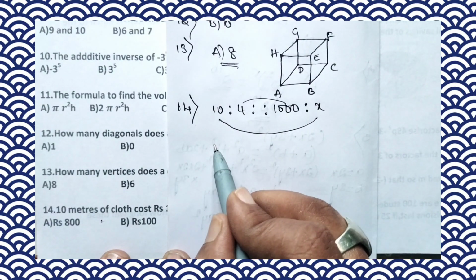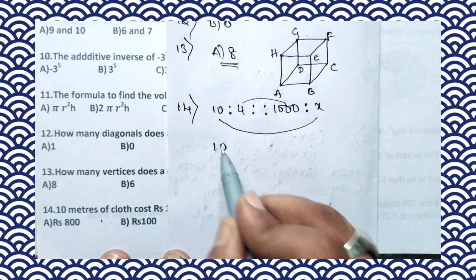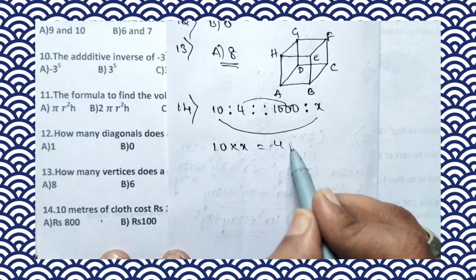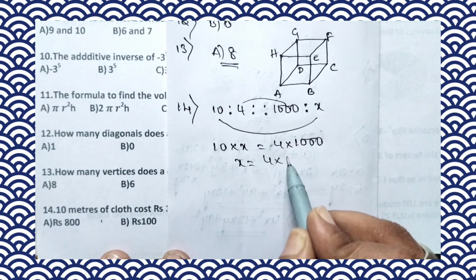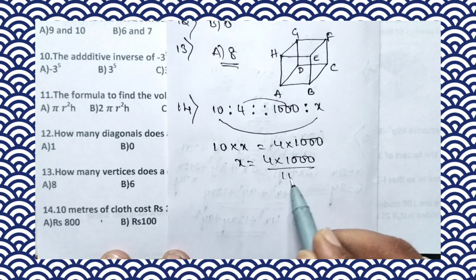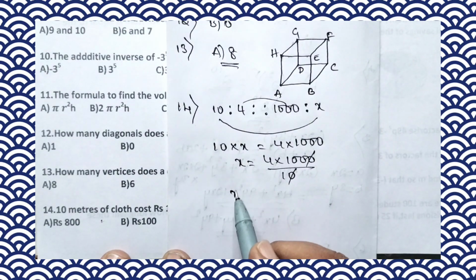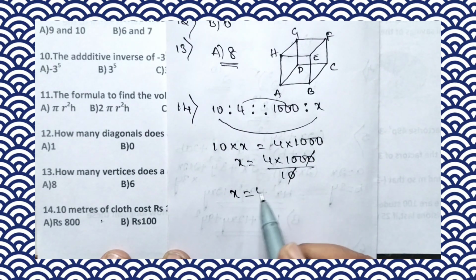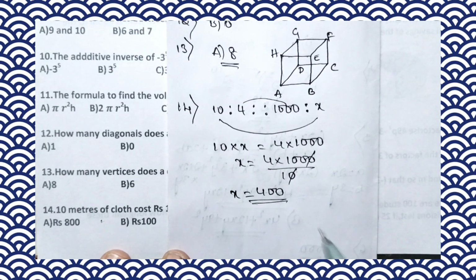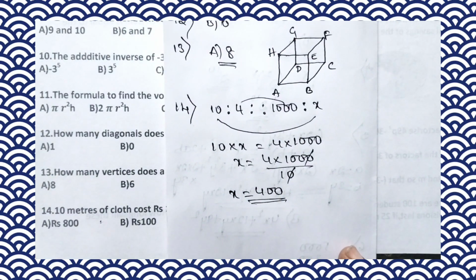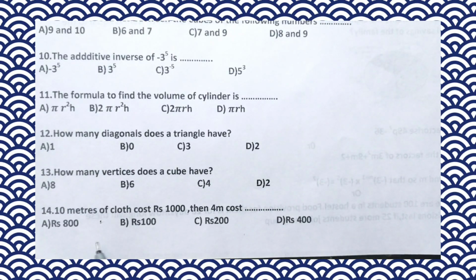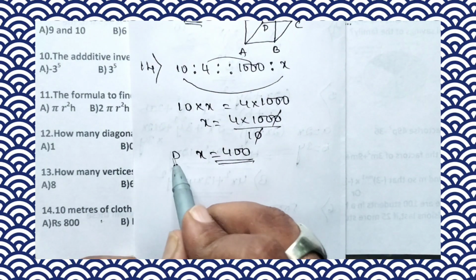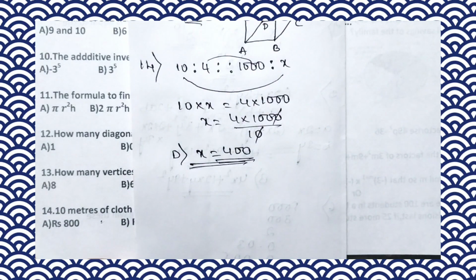Now let us multiply. 10 into x is equal to 4 into 1000. So x is equal to 4 into 1000 divided by 10. So 0 0 cancel. x is equal to 4 into 100, which is 400 rupees. Therefore the cost of 4 meter of cloth is 400 rupees. Let us see which option is there. See option D, it says 400. So for this question option D, 400 is the right answer.